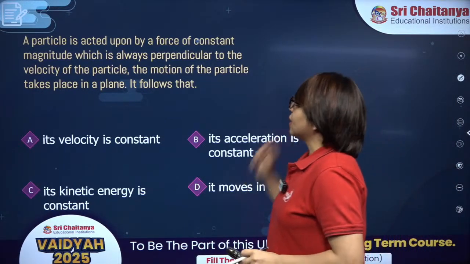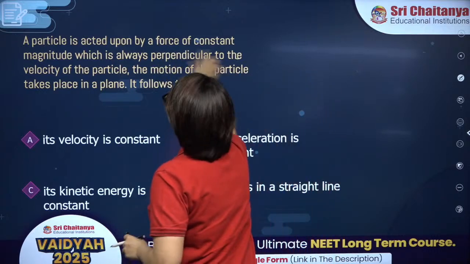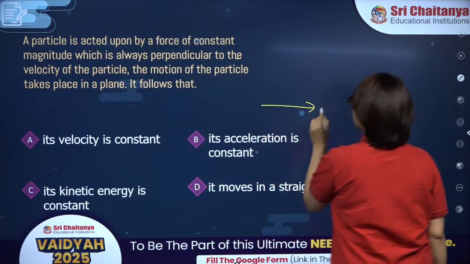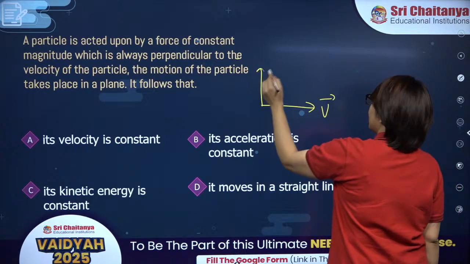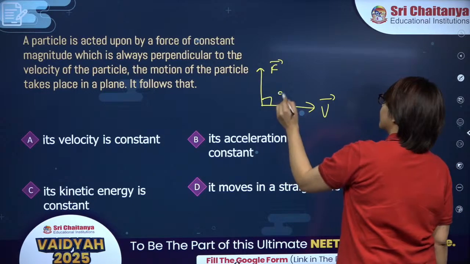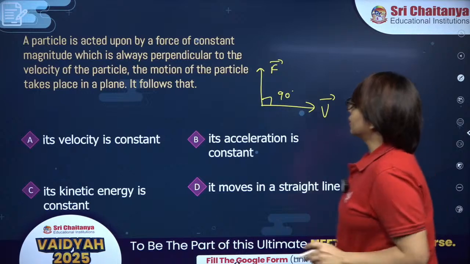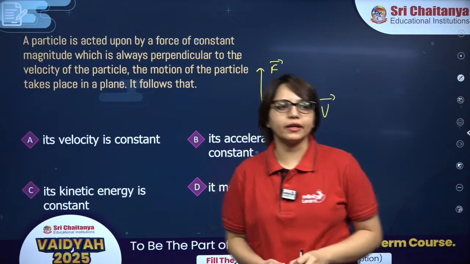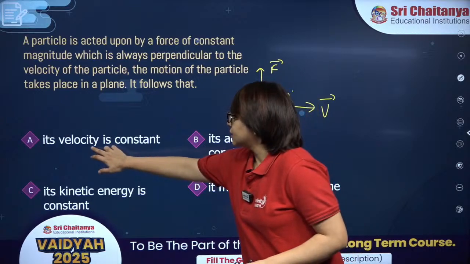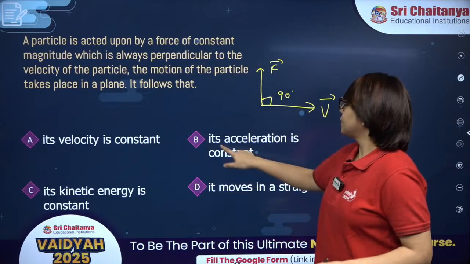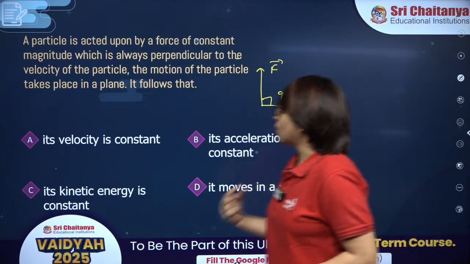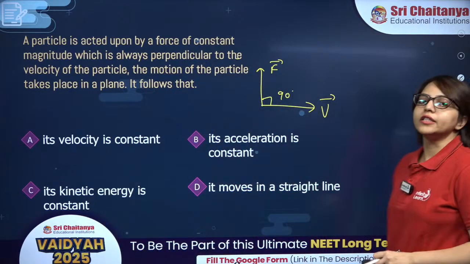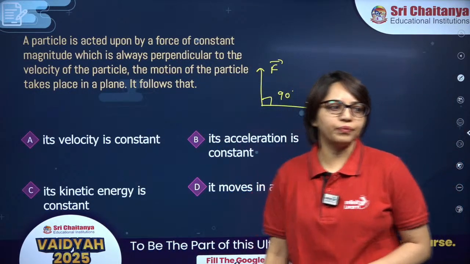Okay, next is a particle is acted upon by a force of constant magnitude which is always perpendicular to the velocity. Velocity and force are perpendicular, right? The motion of the particle takes place in a plane. It follows that: option A, it is having constant velocity. Option B, its acceleration is constant. Option C, its kinetic energy is constant. Option D, it moves in a straight line over here.